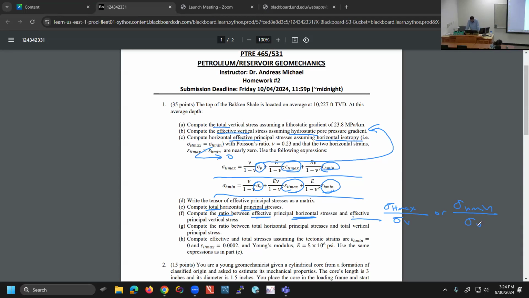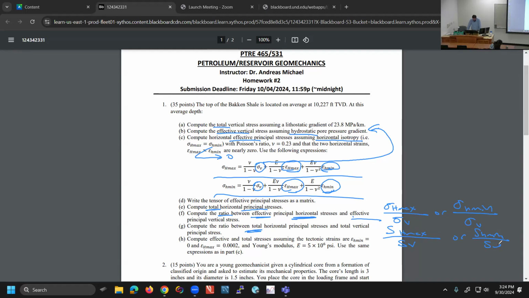Compute the ratio between the total horizontal principal stresses and the total vertical principal stress. Now, total is a keyword. I want you to calculate this: SH max over SV or SH mean over SV. Those are equal to each other again. Part H.